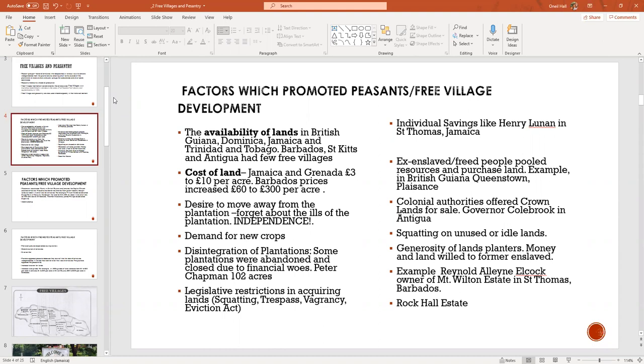Now, another reason that led to the development of privileges was the cost of land. In territories like Jamaica and Grenada, which had the cheapest lands in the Caribbean, land in Jamaica was £3 per acre, and in Grenada it was £10 per acre. But in Barbados, the price of land after slavery ended was £60 to £300 per acre. In fact, they increased the cost of land.